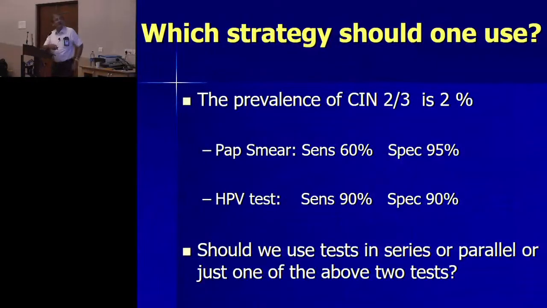Okay, so prevalence of cervical intraepithelial neoplasia is 2%. Pap smear sensitivity is 60%, specificity is 95%. HPV test sensitivity is 90%, specificity is 90%. So what do we do now?